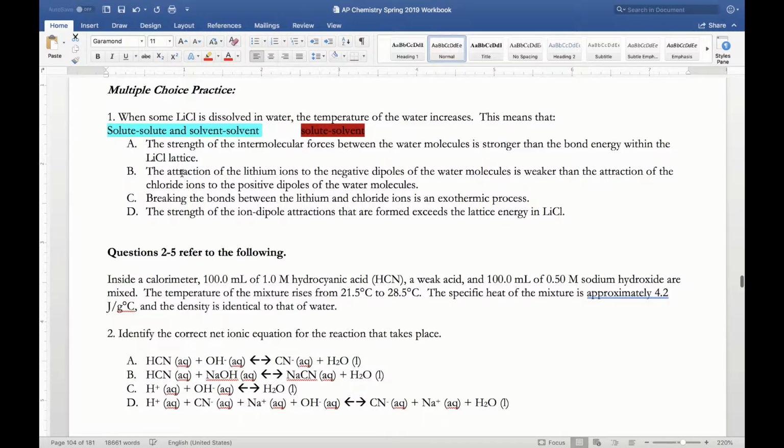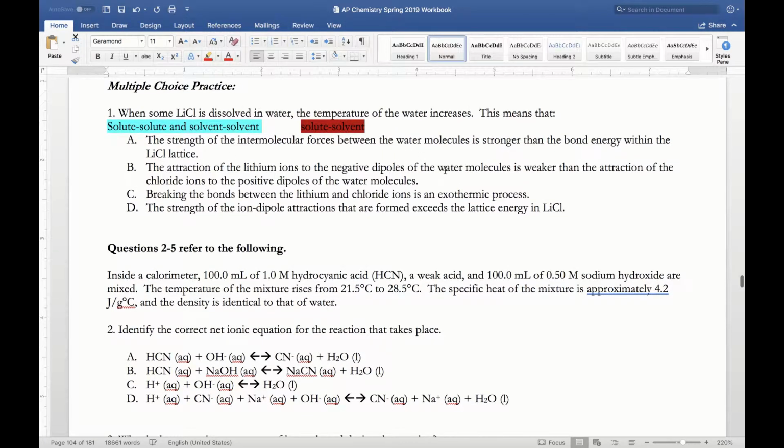B says the attraction of the lithium ions to the negative dipoles of water is weaker than the attraction of the chloride ions to the positive dipole. Basically what that's saying is the attraction for the lithium ions is going to be weaker than the attraction for the chloride ions. But we don't do that either. We simply compare the solute-solvent with the solute-solute and the solvent-solvent. So that's not an option.